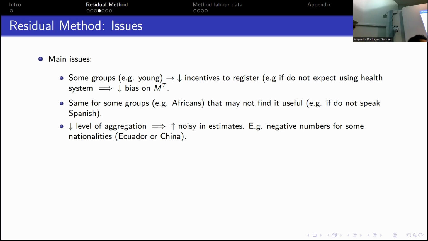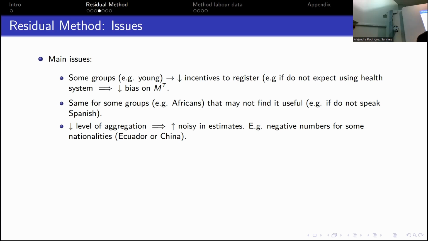This is my claim. Of course, I don't know how many irregular migrants there are. That's the whole thing, but that's my argument. Also, that could happen with Africans. With this estimate in Spain, you have a very low estimate of irregular Africans. I don't know if this is okay or not, but that's what I find.